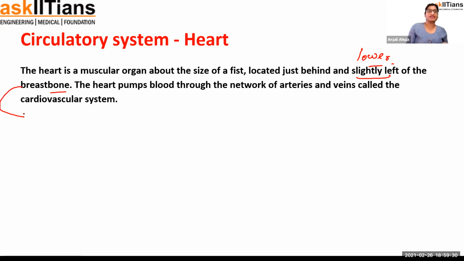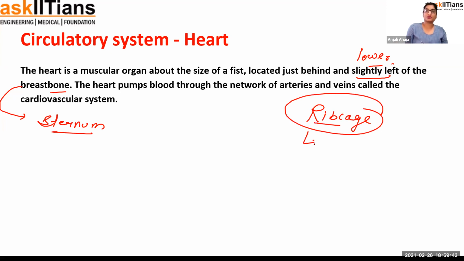The biological term for the breastbone is the sternum. In the thorax cavity, the chest cavity, we have a rib cage. This rib cage is really very important because it has a protective function. It is protecting the lungs and the heart. The heart pumps blood through the network of arteries and veins, which together make the cardiovascular system.